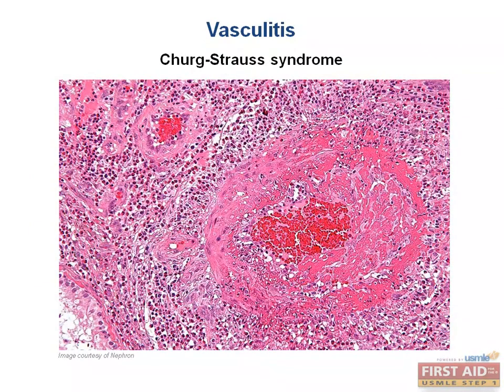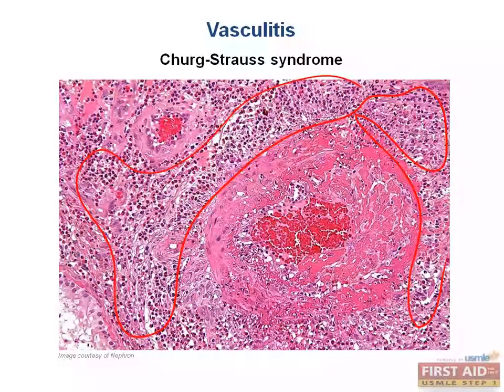As you can see in this image, there are an incredibly high amount of inflammatory cells everywhere. Look at all this. It's just blue, blue, blue. We have completely obliterated this lumen as well due to the fibrosis. This is a lumen that's full of red blood cells, which is supposed to be the blood.